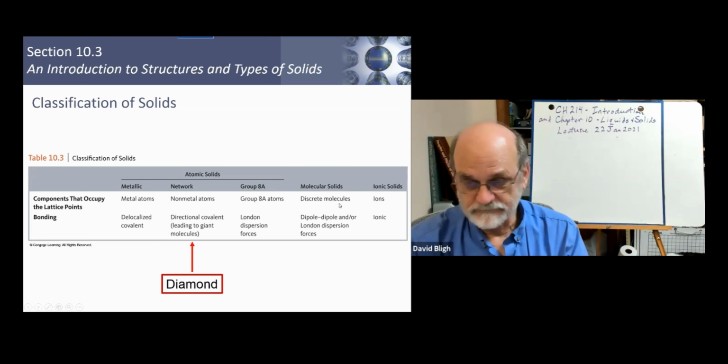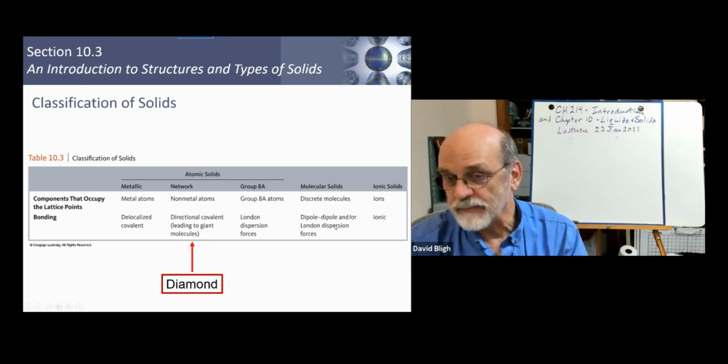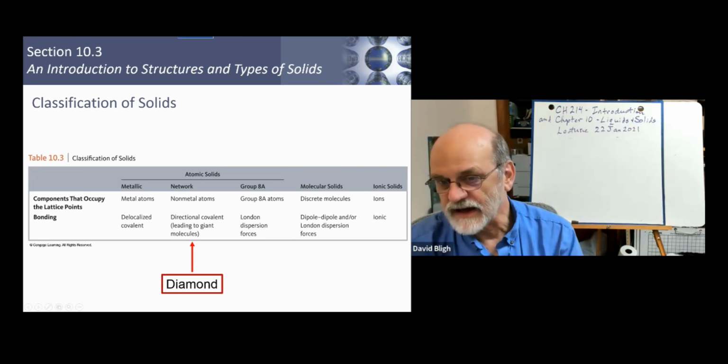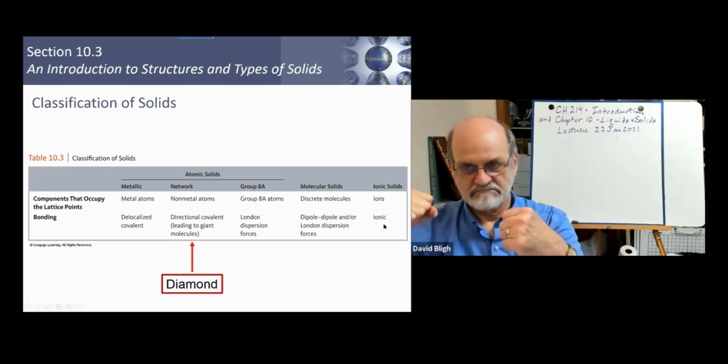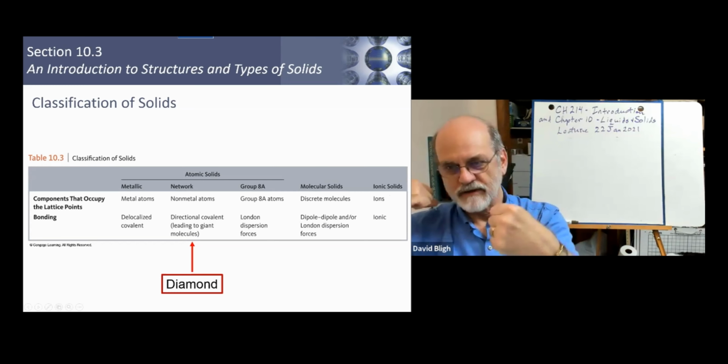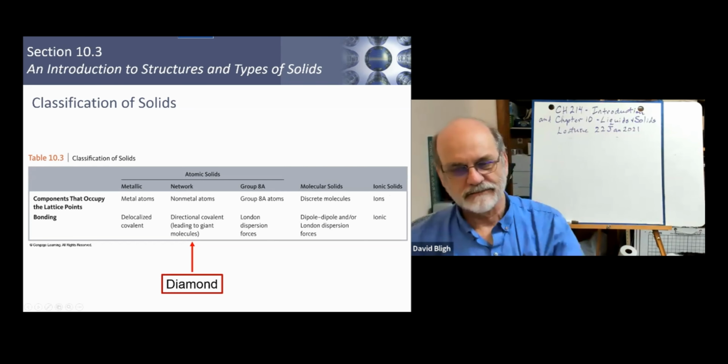Molecular solids, the molecules are discrete, and they're held together by either dipole-dipole or combination with London dispersion forces. And ionic solids are obviously composed of ions, and they're held together by big positive, big negative charges.